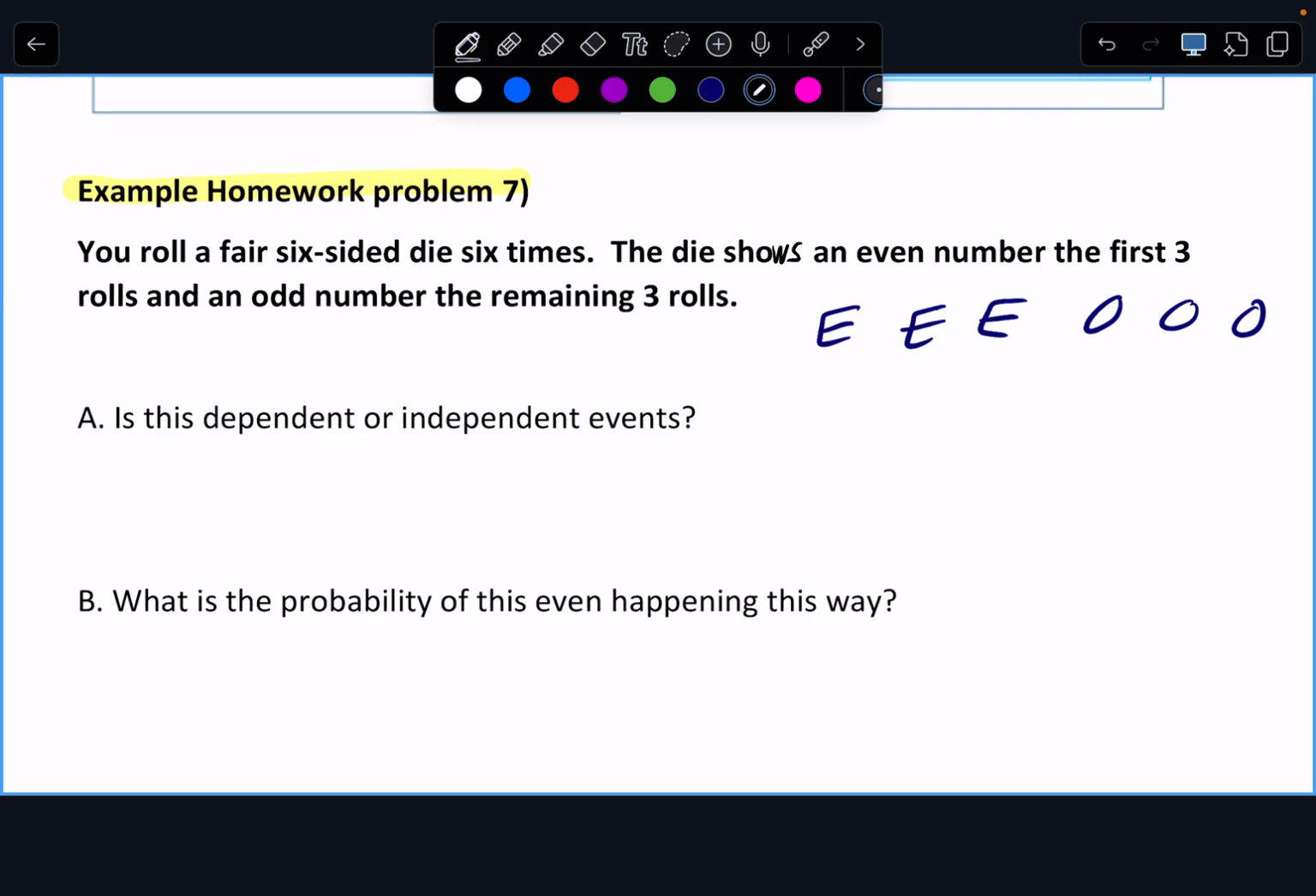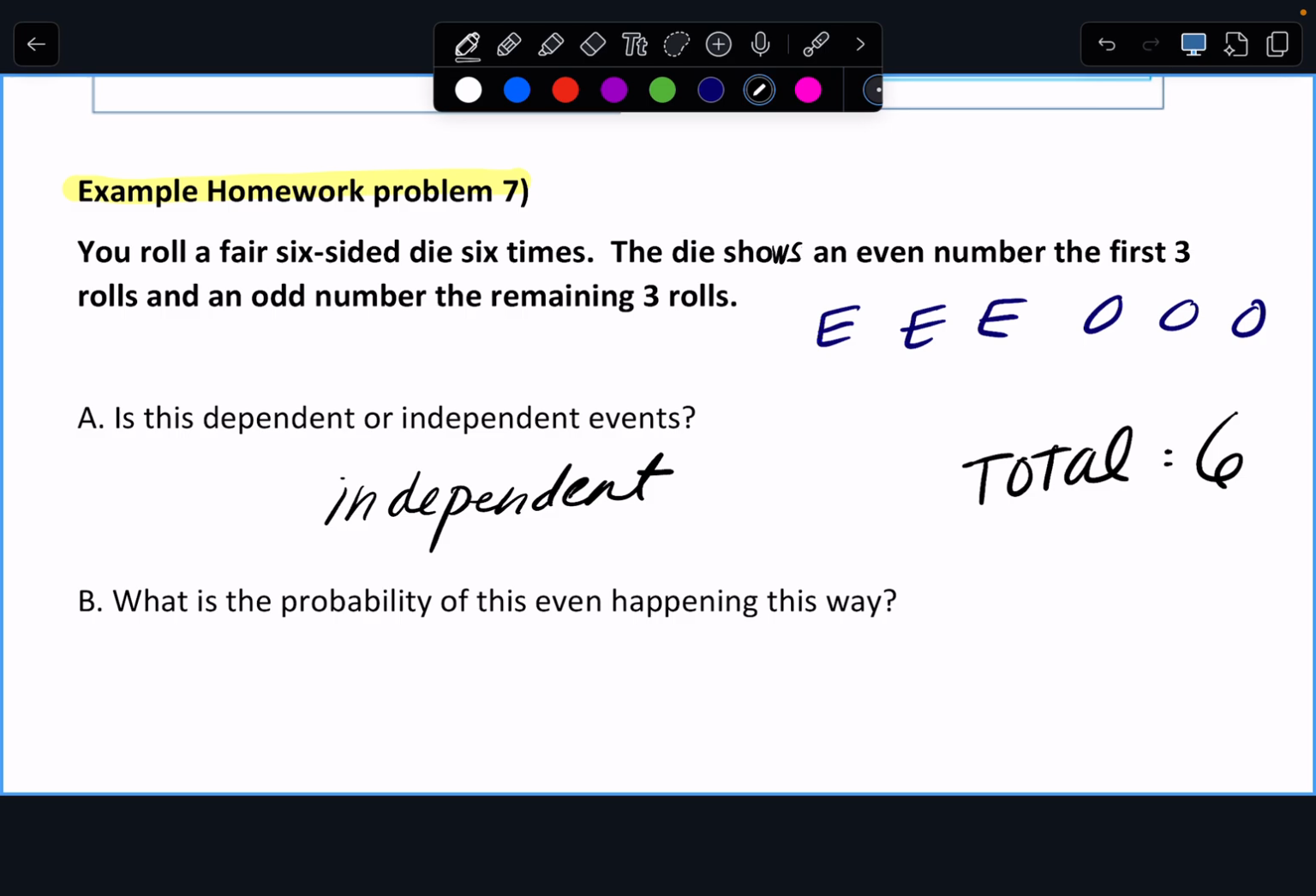All right, sounds good. We got it now. So how many total events took place? 6. Okay, so on part A, the question is, after we roll an even, is that going to change whether or not we can get an even or odd on the next one at all? No, it's the same dice. That has nothing to do with the next roll. So this would be considered independent events. It can't change. A 6-sided dice is the same every roll. So it says, what is the probability of this even happening this way?